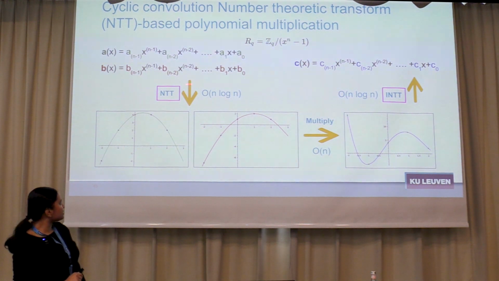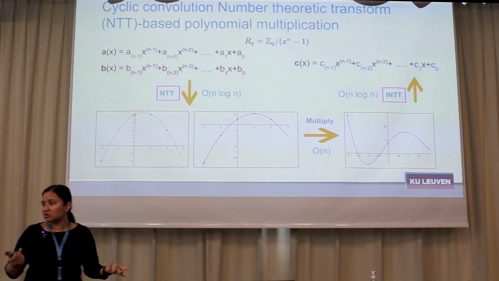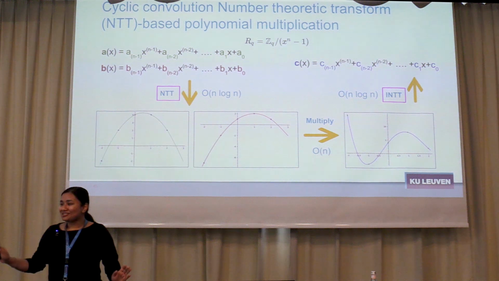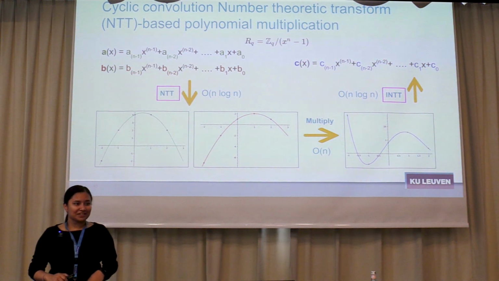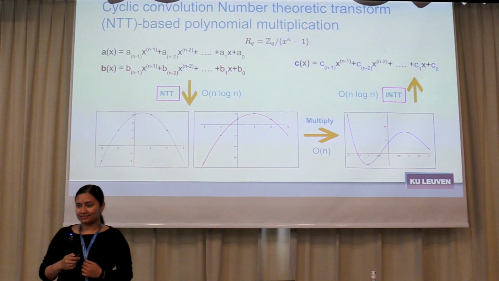Because this NTT is n log n, the inverse NTT is n log n, and multiplication is order of n, the whole thing is n log n, right? Yeah, I'm talking about complexity only. There we have constants, we have additional terms, and that makes it even more complex.